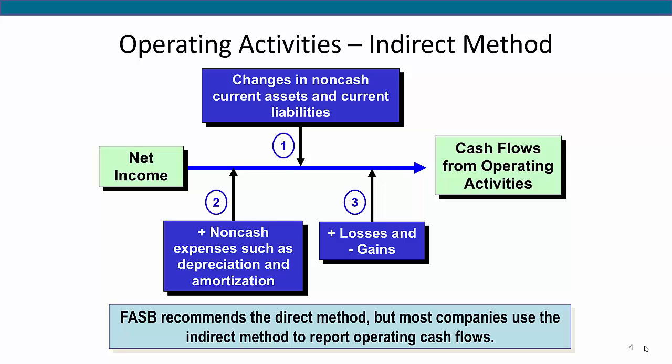And finally, we also need to adjust for gains and losses that result from the sale of an asset. Gains are added on the income statement and losses are subtracted on the income statement to arrive at net income. Since the gains and losses do not represent operating cash flows, we cancel out gains by subtracting them and cancel out losses by adding them to net income in the operating section. The actual cash flow from the sale of the asset will be properly reported, in most cases, in the investing section.